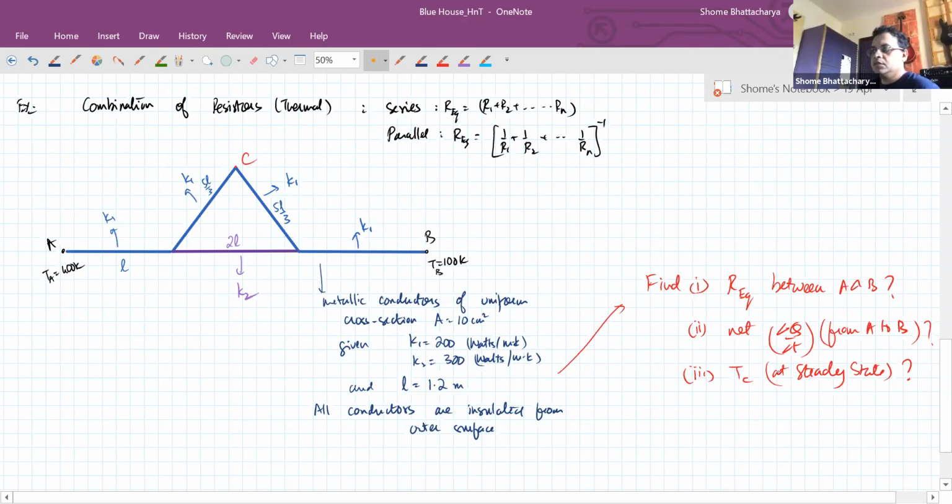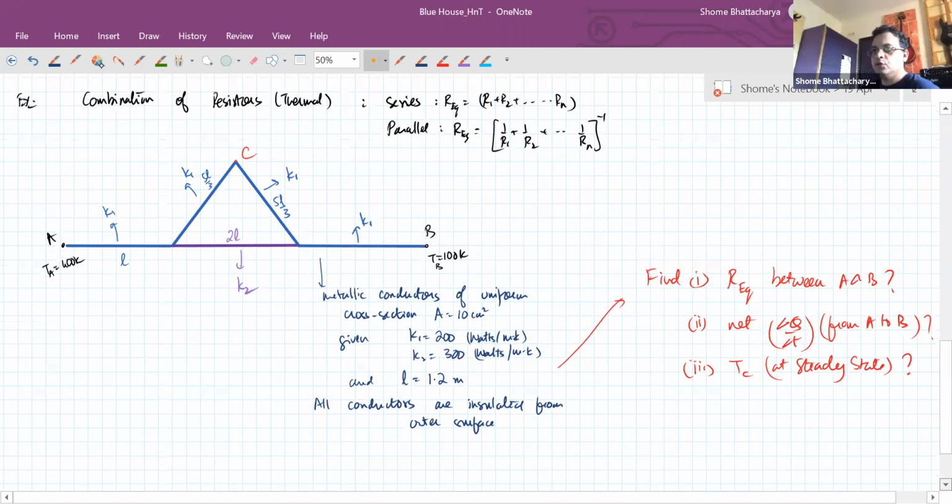Okay, so I'm just starting with the kind of circuit diagram. You can continue with whatever you're doing in the question.